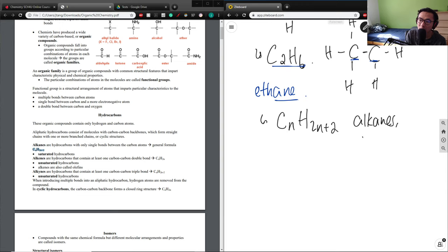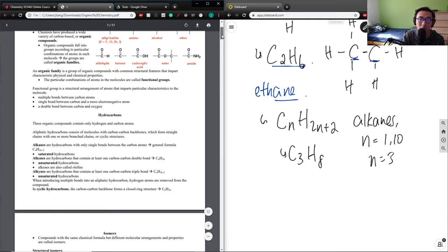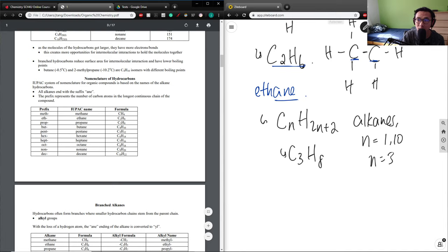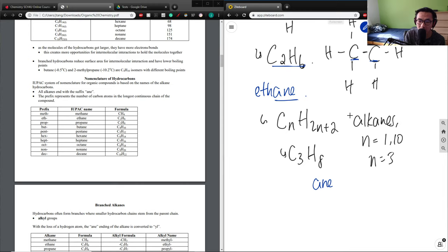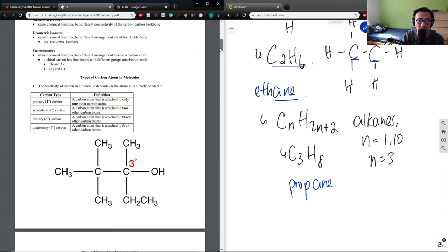And n here can be anything from 1 to 10, because we are only focused on the first 10 in grade 12 chemistry. So if n equals 3, for example, I would have C3H2 times 3, which is 6, plus 2 is 8. So this is C3H8, and we would name this propane, P-R-O-P, ANE. It's always ANE because it's always single bonded, and then we add prop to it. So propane is the name for C3H8, and it follows the same general formula for alkanes.